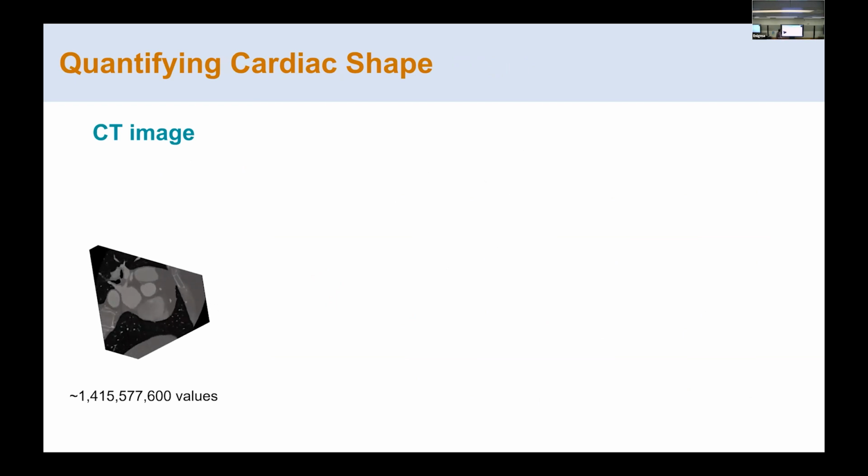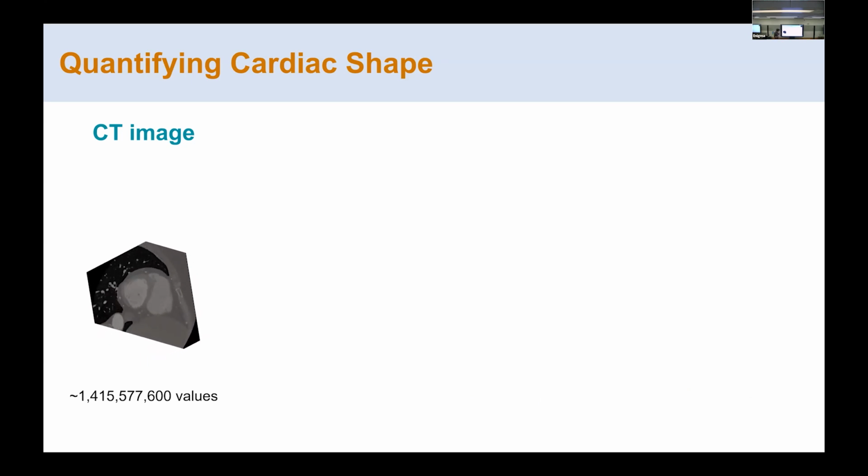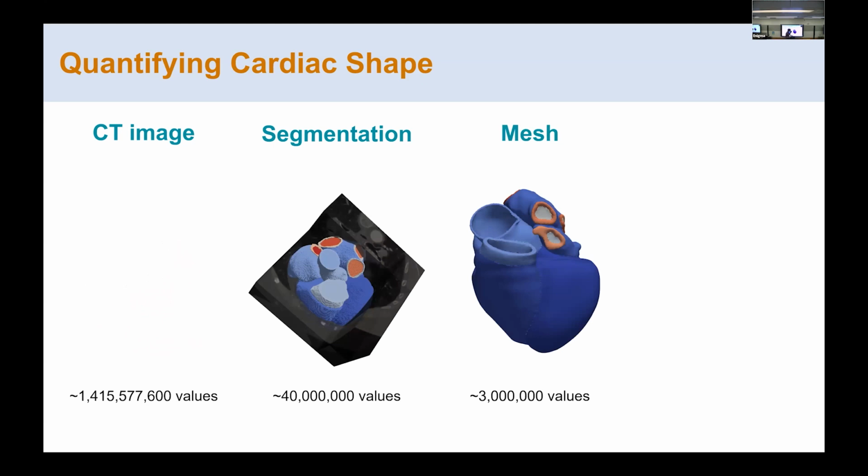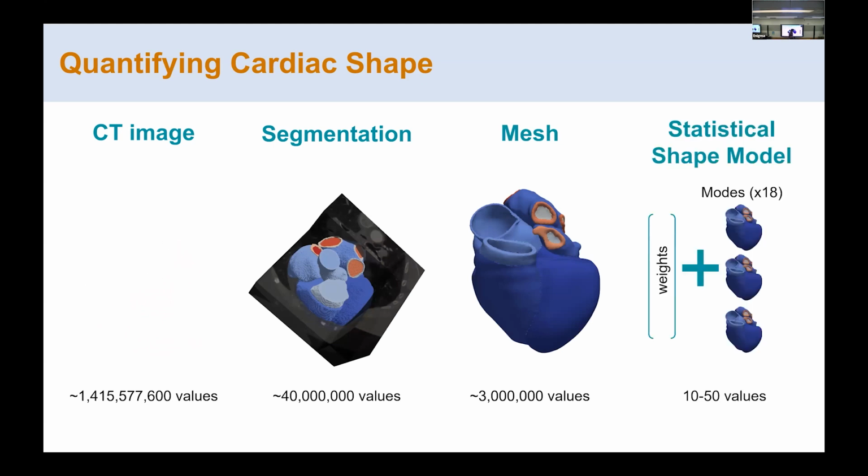And so if we wanted to just use the CT images, there's about 1.5 billion values that go into a CT image of a patient's heart. We could do the labeling. That's about 40 million values. We could use the mesh, and that's about 3 million values. Or we can use principal component analysis and make a statistical shape atlas, and that's down to about 10 to 50 values for the weights. And so that makes it a little more tractable to do analysis of these.